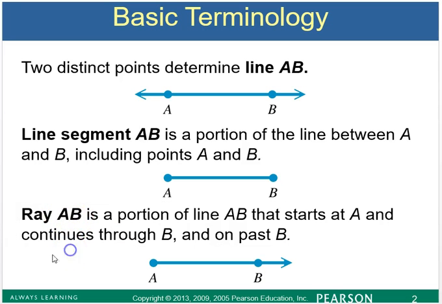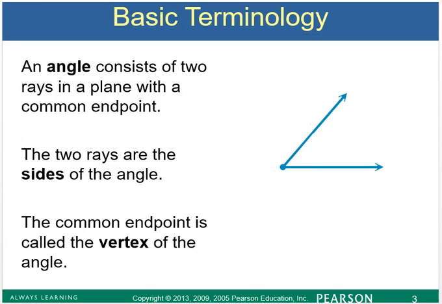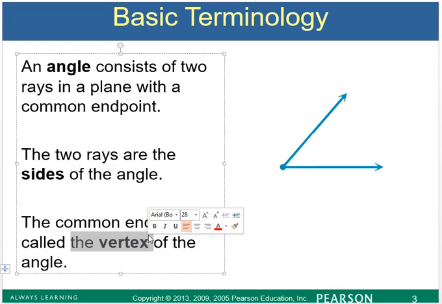Now, this drawing down here is known as a segment because it's just a portion of a line and it doesn't extend on forever in either direction. It ends with these two endpoints here, A and B. So this is called line segment AB.